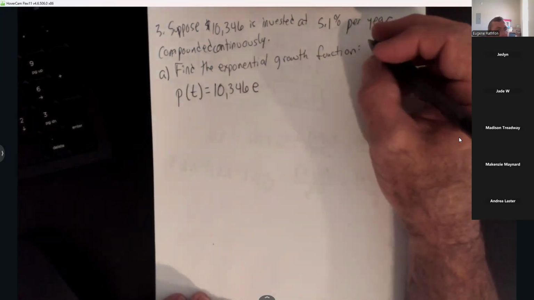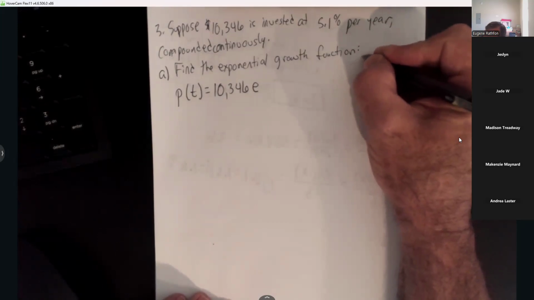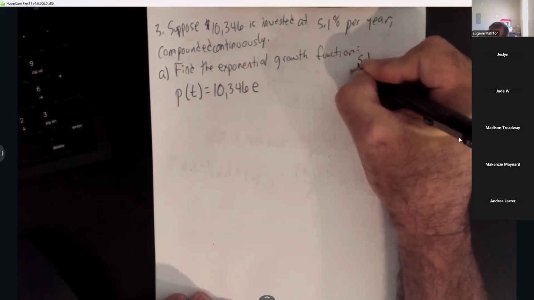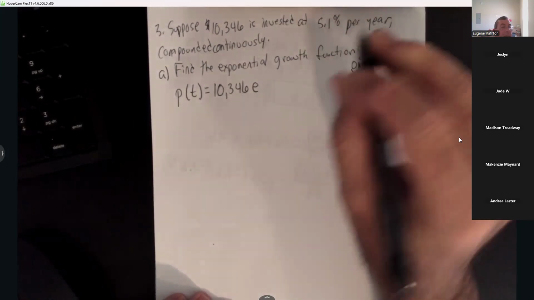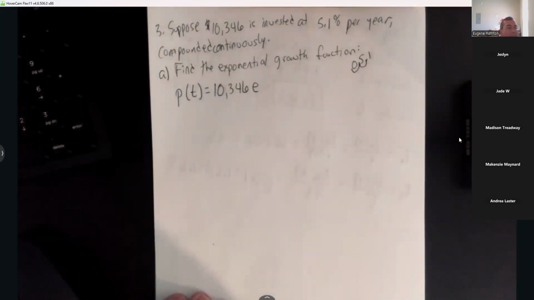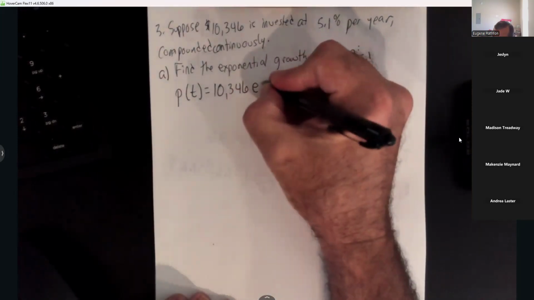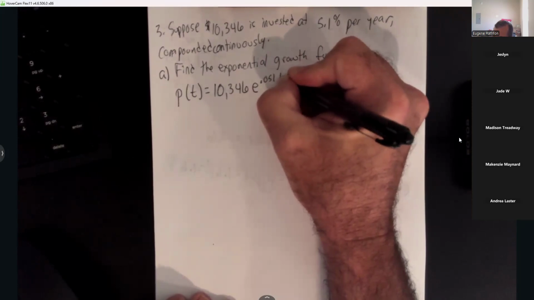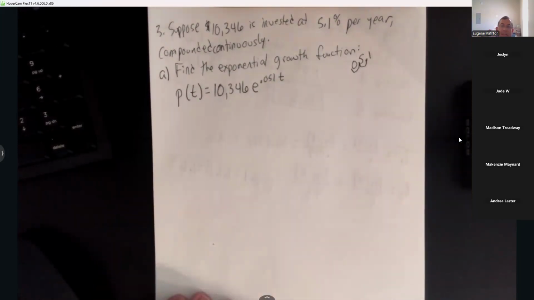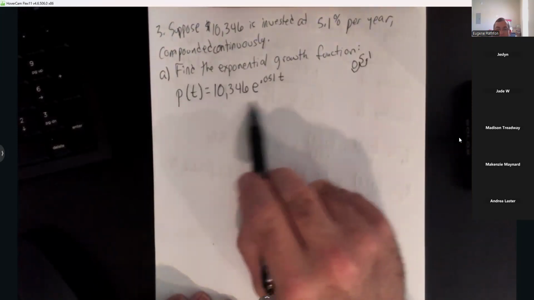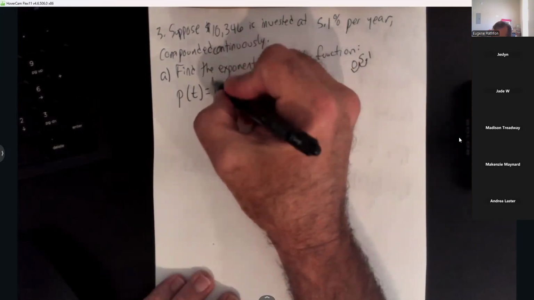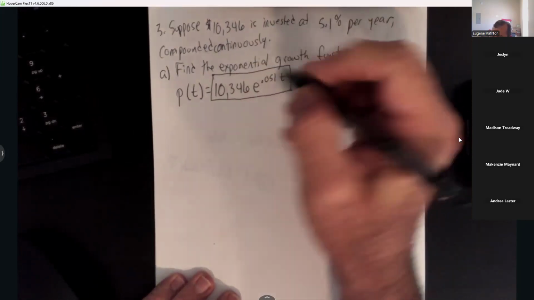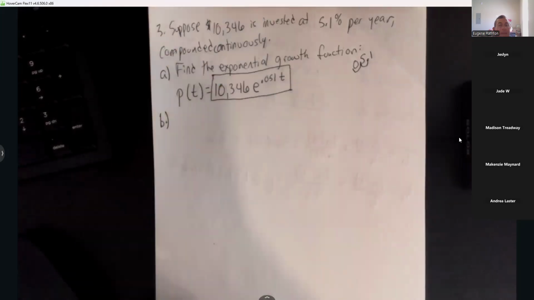Oh, I think Jason, I think you got one too many. Remember, 5.1, move it left twice. So we're just going to add a 1 0. Perfect. That'll be a 0.051 times T. So this is the formula they want in MATLAB. And this is the formula we can use to find anything else.